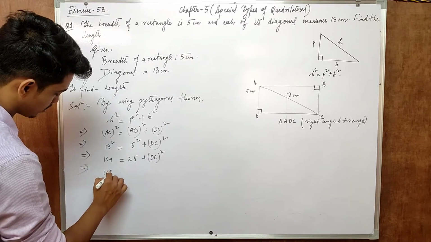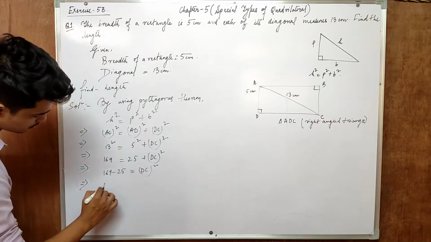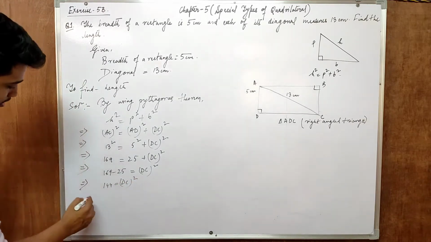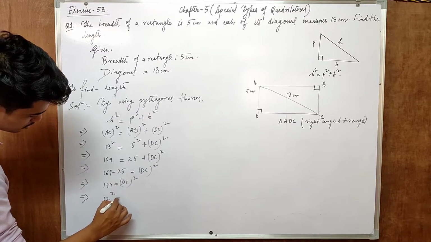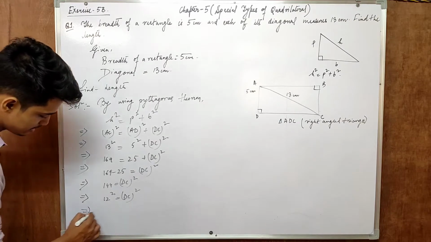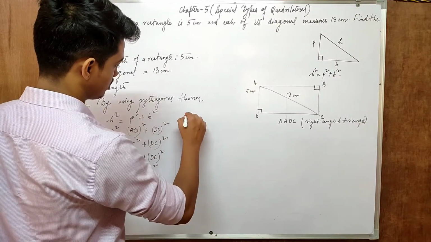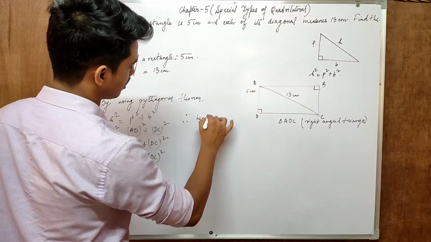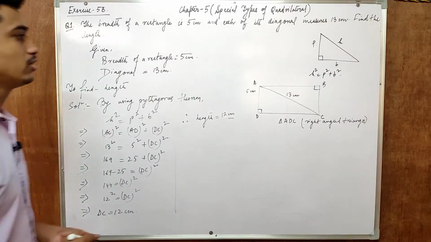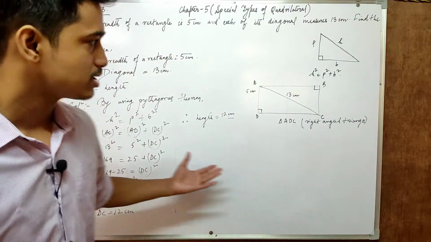So now just solve it out. 169 minus 25 equal to DC square, which becomes 144 equal to DC square. Last but not the least, 144 can be written as 12 square. Now if I compare these two, we can easily find that DC is nothing but 12 centimeter. Therefore length equal to 12 centimeter. And that's all for question number 1. How do we do this question? By using Pythagoras theorem. I hope that this question is clear to you.